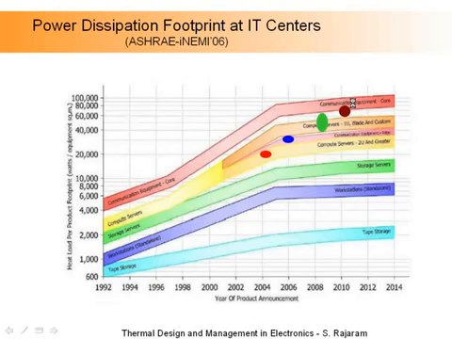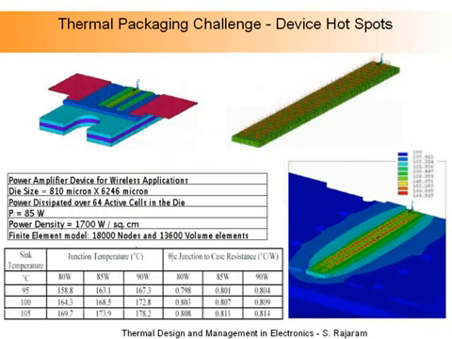All right, so what are the challenges that we face? I just want to show you some examples of actual devices inside and what some of the power levels are. I talked to you about dissipating close to 100 watts. This is actually a power amplifier which is used in wireless communication networks.